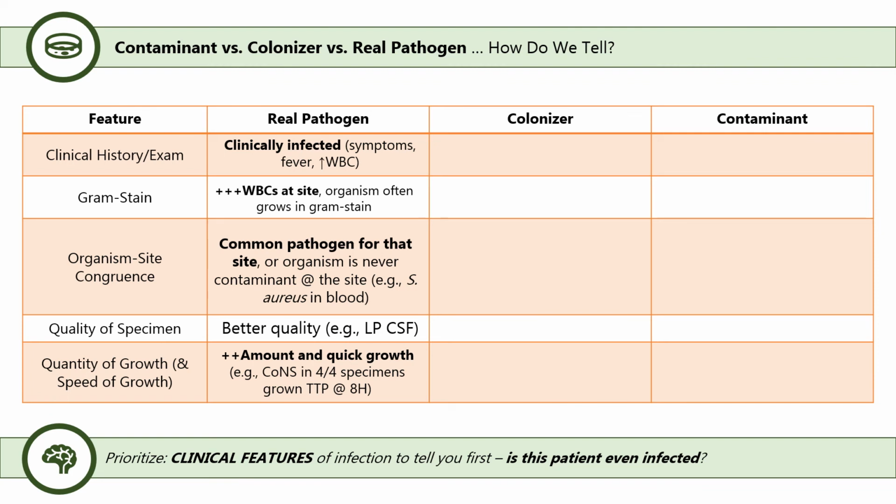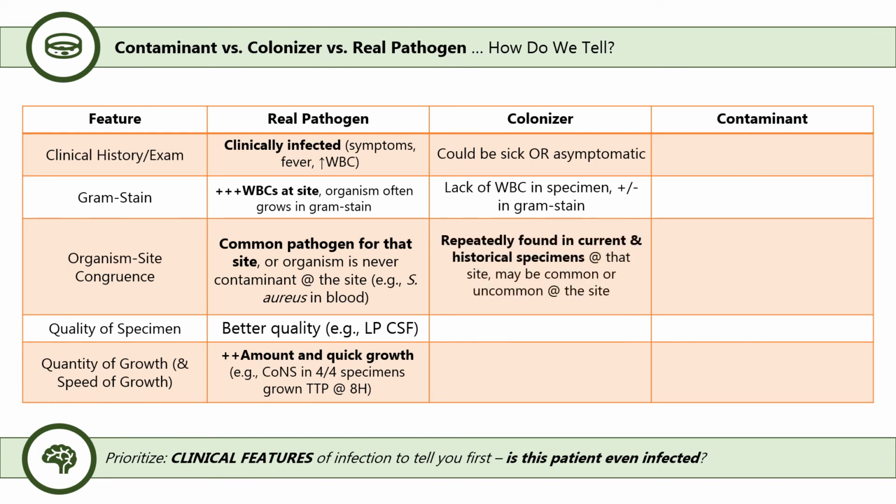For a colonized organism, the patient could be sick or asymptomatic. I would expect a lack of significant white blood cells with a colonized specimen. The key to deciding if an organism is likely a colonizer is if it's repeatedly found in the current specimen and historical specimens.